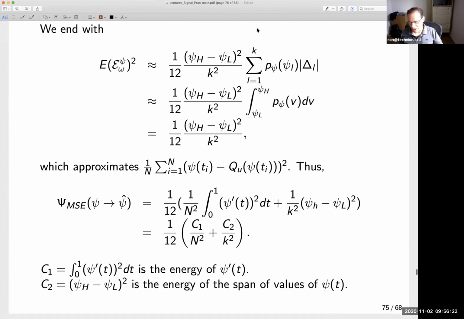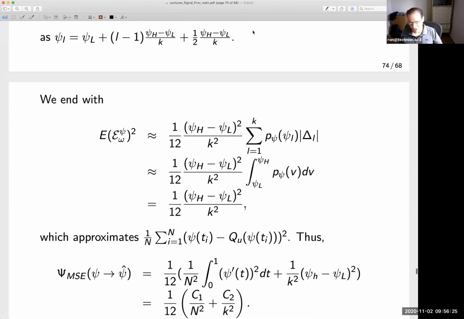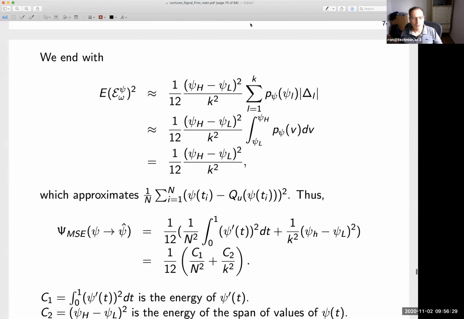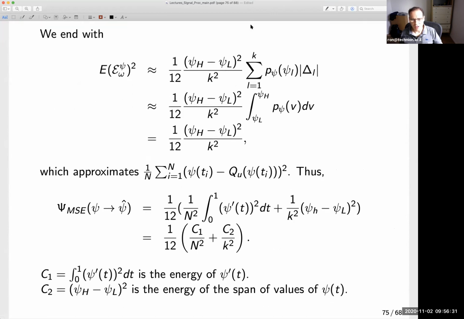So now the expectation of the square error. Okay, so this was the expectation of the square error. And now what we have is that we can put everything together and get at the end of the day that the expectation of the square error, given the probability, is nothing but phi high minus phi low, I mean the size of the interval, divided by the number of quantization level, k, squared, multiplied by 1/12, okay?